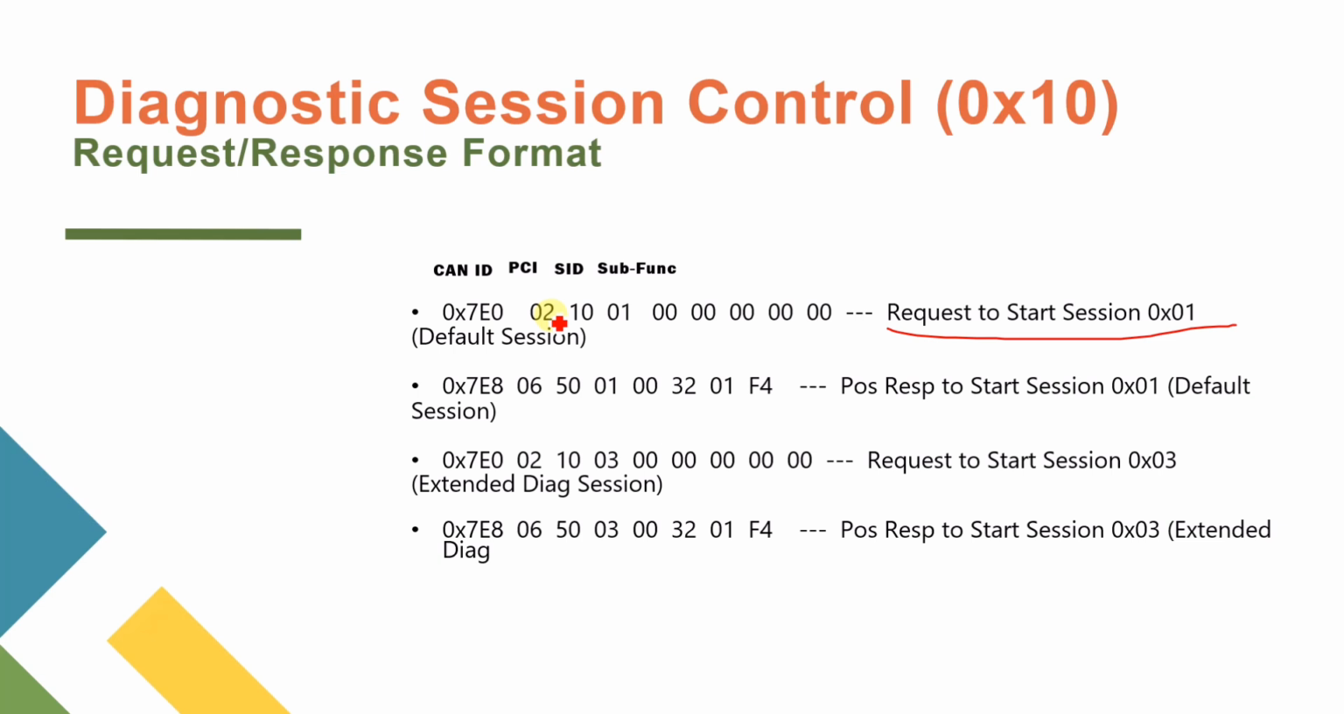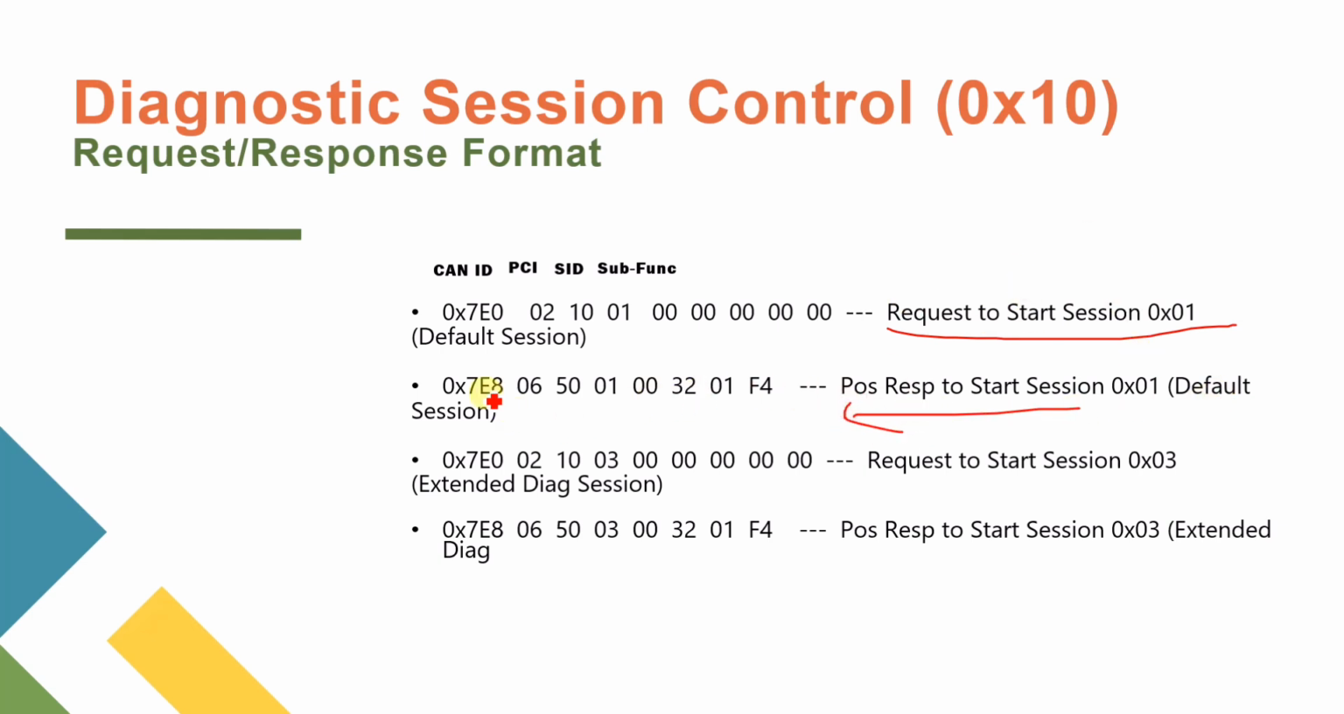So 7E0, then 02 is a PCI, the length we need to mention. Then I'm sending 1001. This 1001 is a default session, so the server gets to know I'm requesting for default session. Then it will perform the process and send the positive response back.